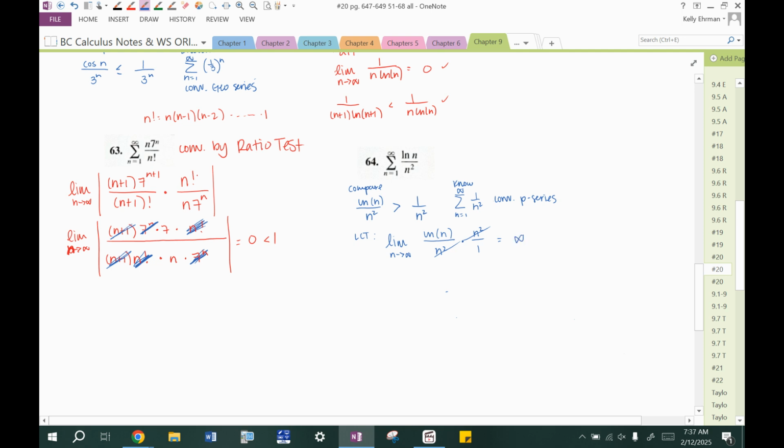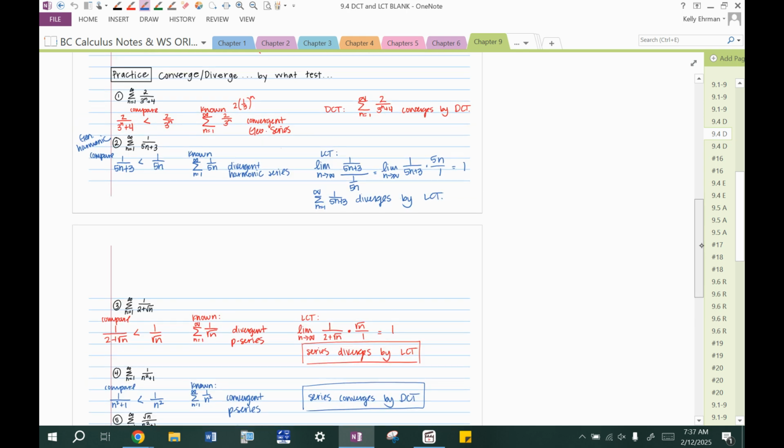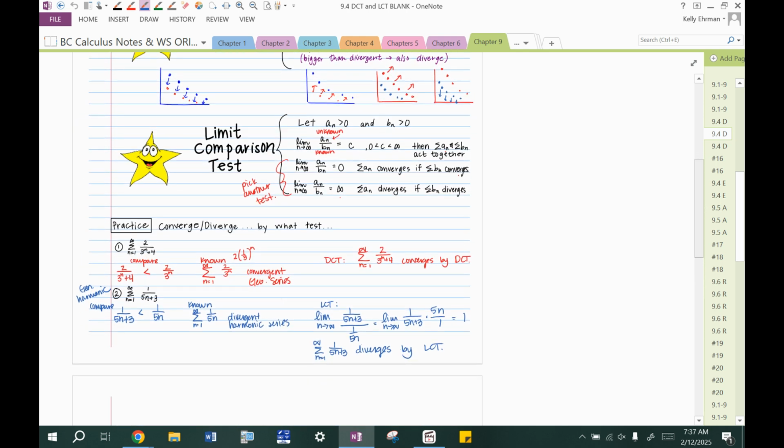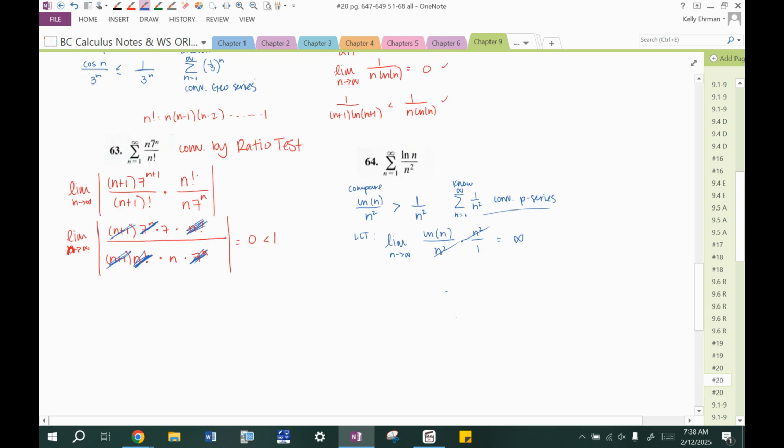And remember, the rule for the comparison tests is, let me go back to our comparison tests, actually. Let me show you where this is in our notes. Here we go. What if you get infinity when you do this? Well, you can only say that your unknown diverges if the known diverges. But our known does not diverge. Take a look at our known one. Our known converges. So this is inconclusive.